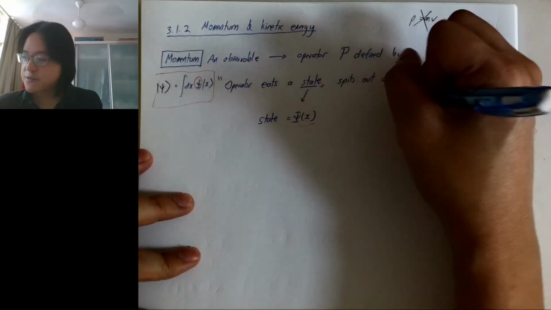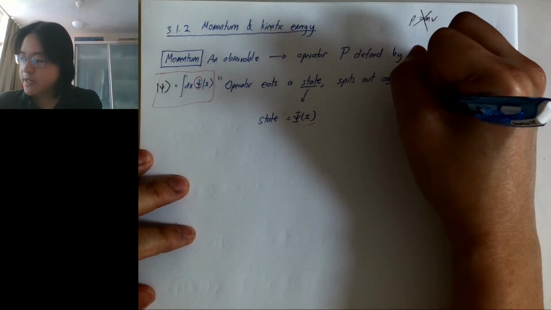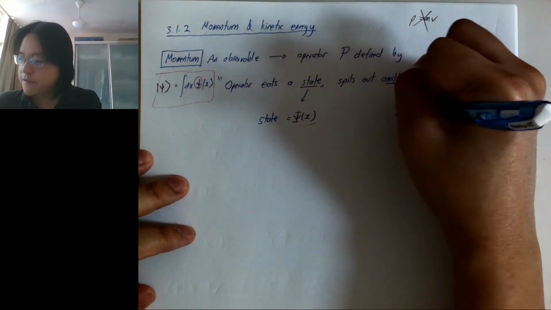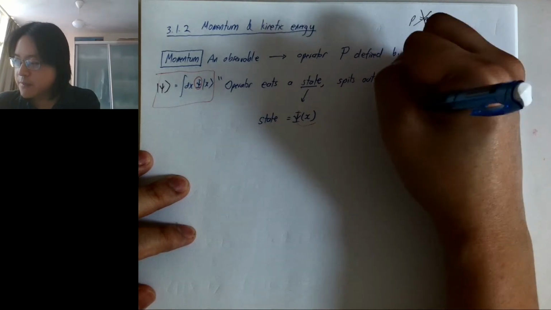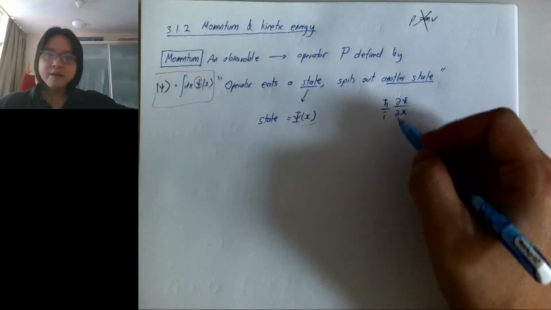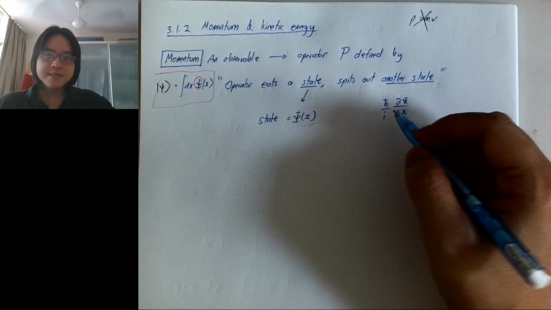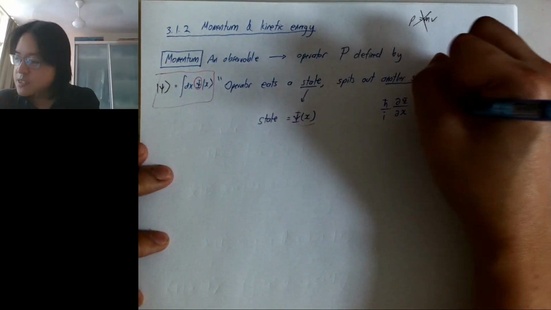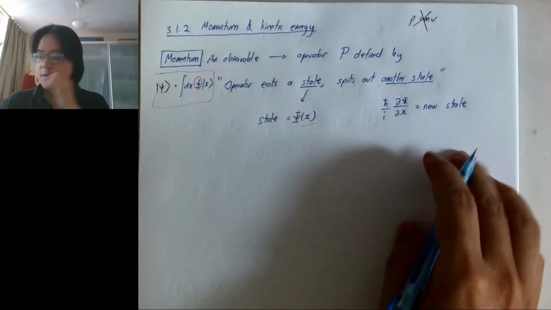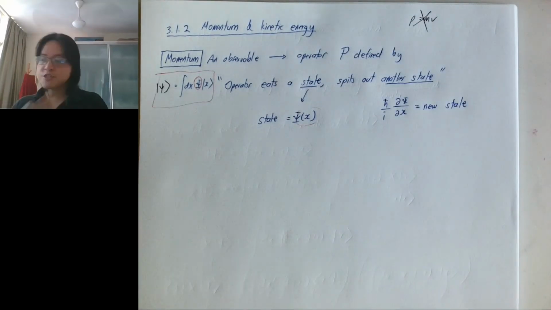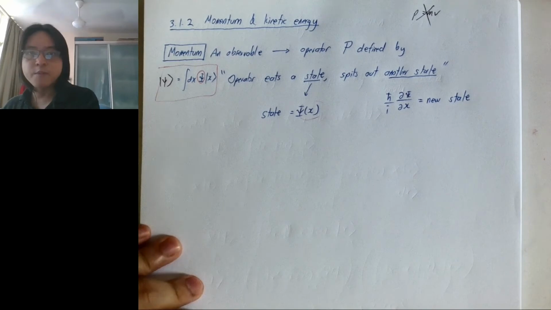I shall tell you the answer. It is given by the derivative of this function, and then h bar divided by i. So the derivative of a function times a scalar gives you a new function. So this will be a new state. That is the action of this momentum operator here.